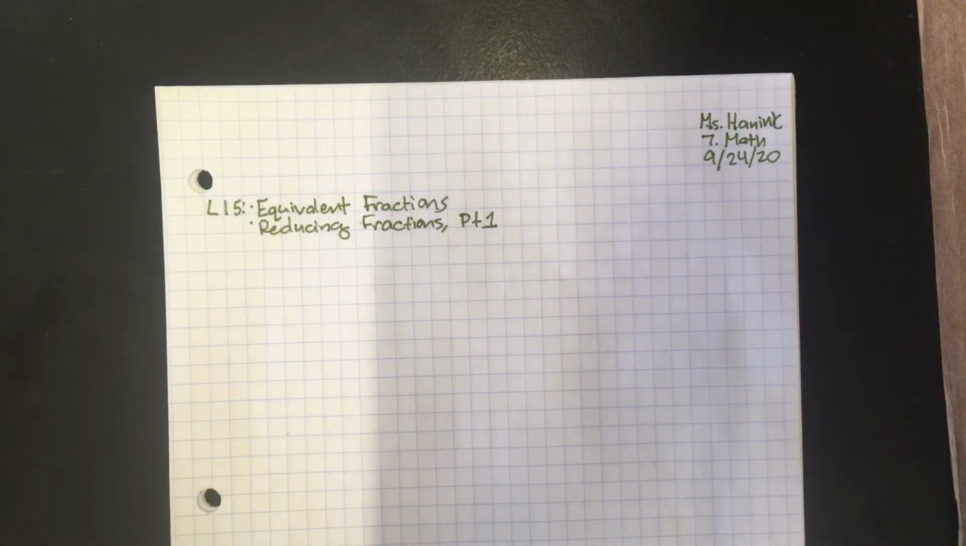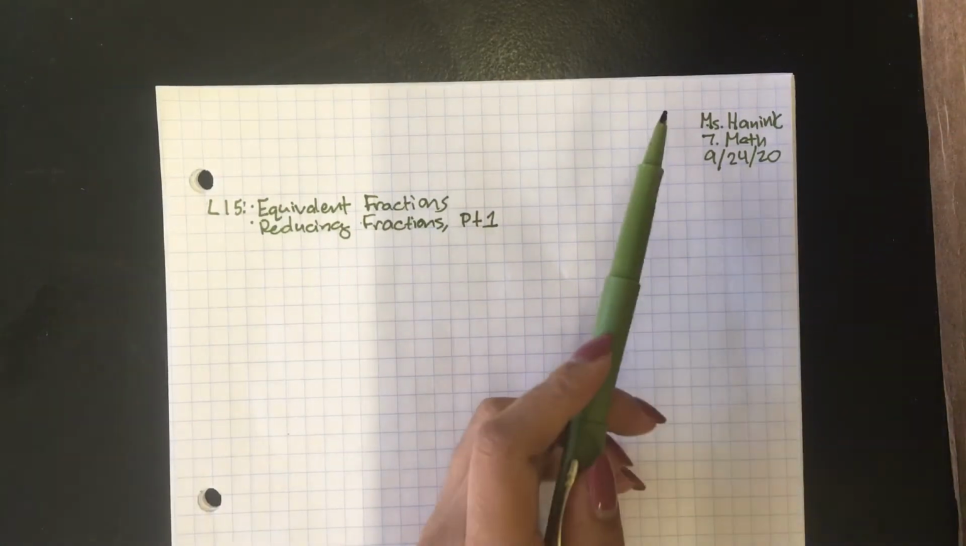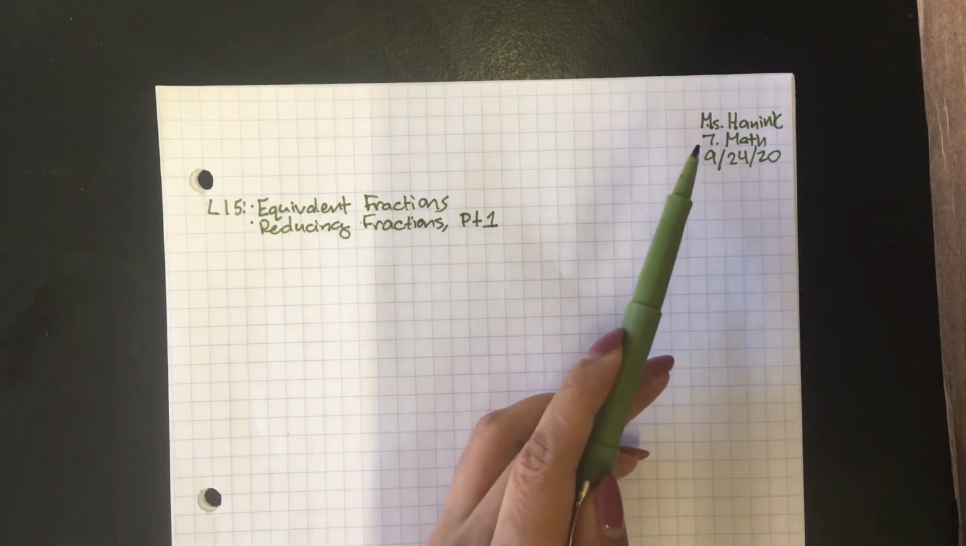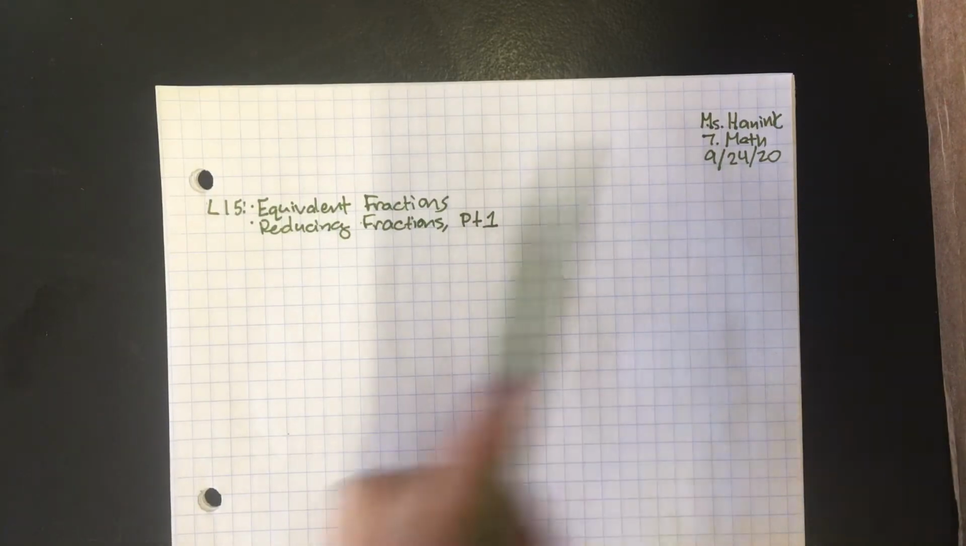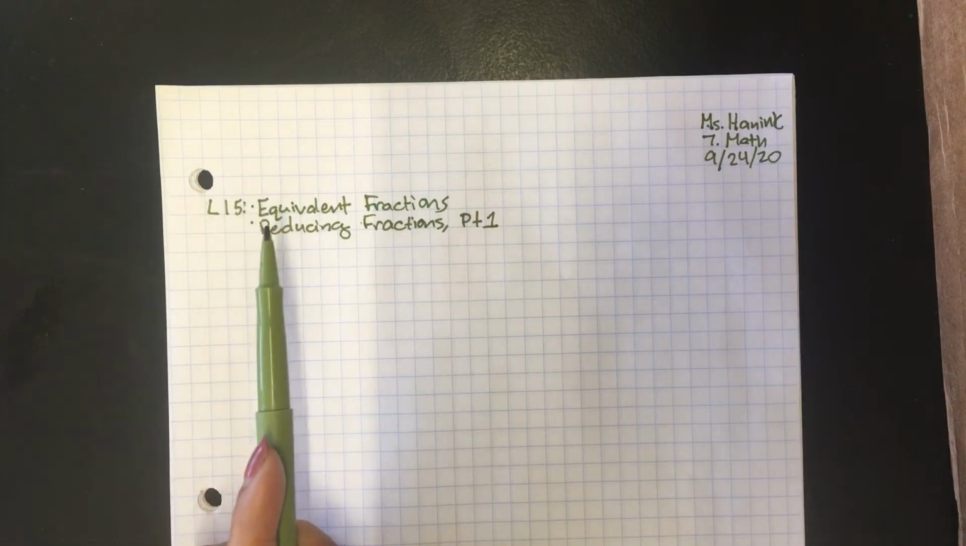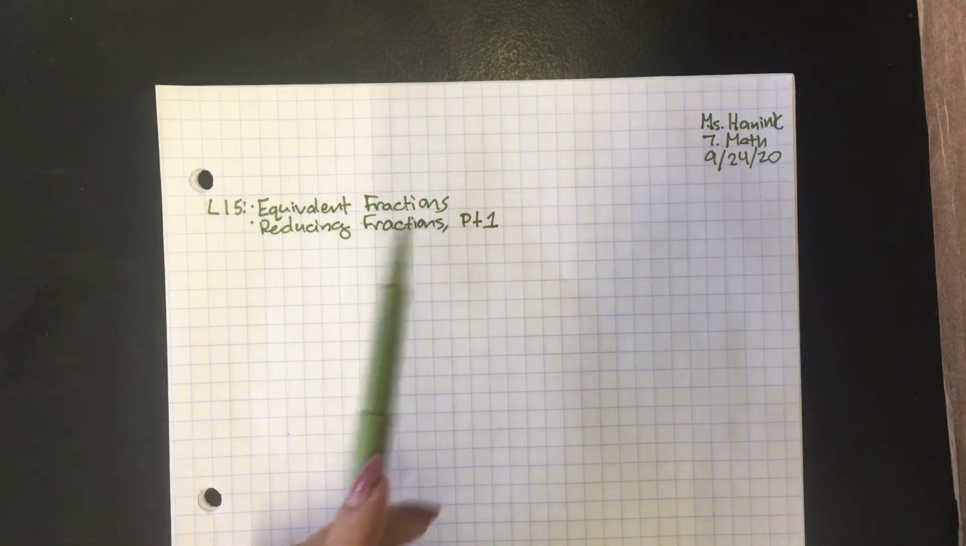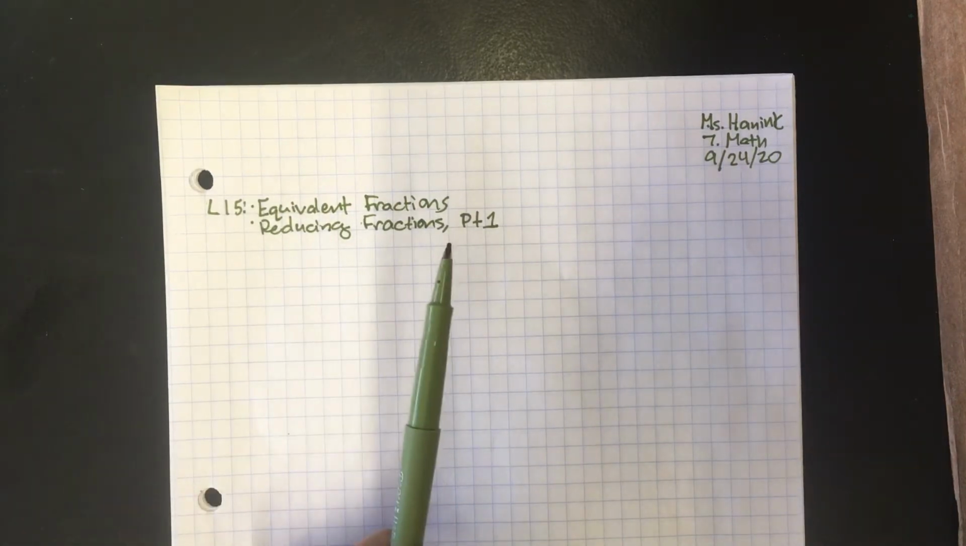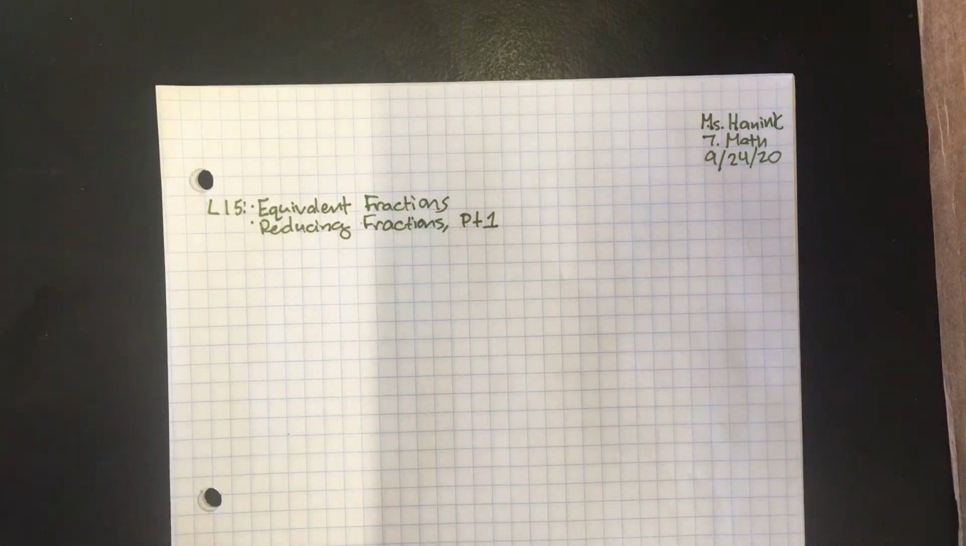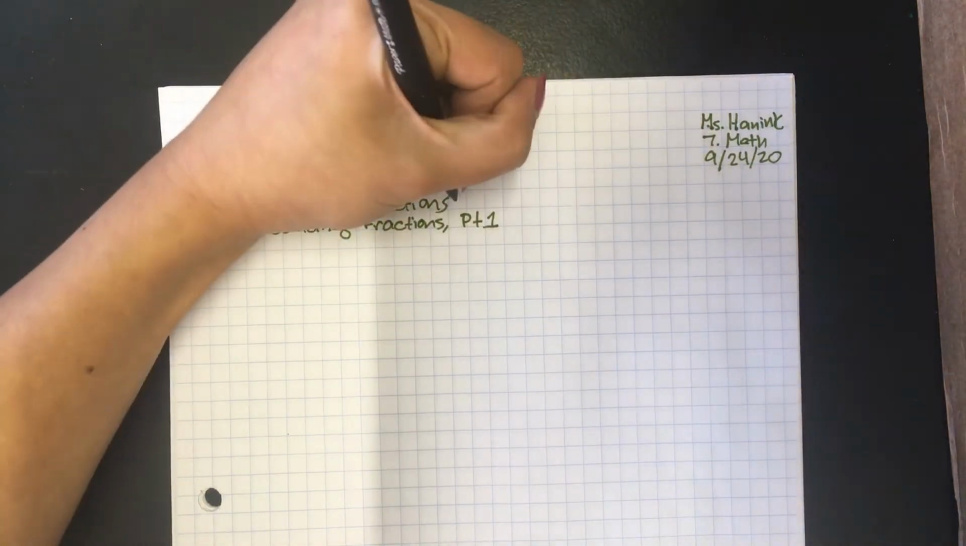All right, today we have to remember to put our name, grade, subject, today's date, and then we are doing lesson 15, which is going to be equivalent fractions, which you guys know I'm excited about, and reducing fractions part 1. Okay, before we get into it, let's first remember, what do we mean by equivalent fractions?